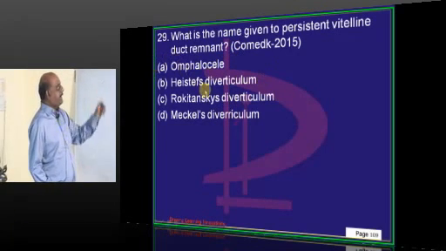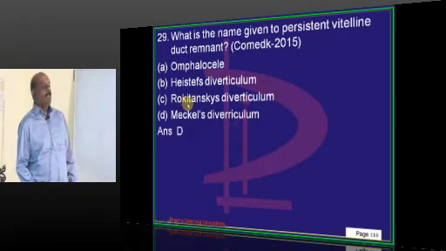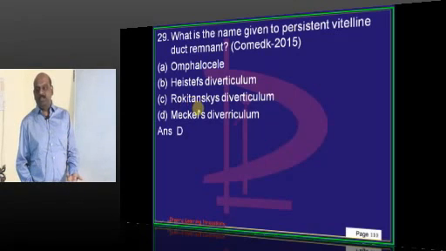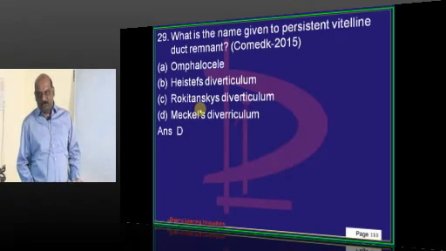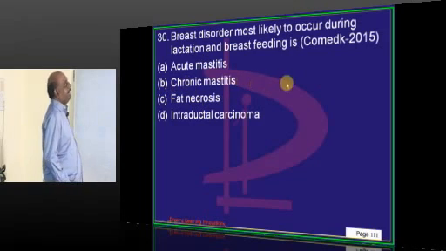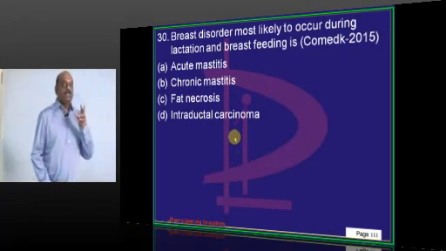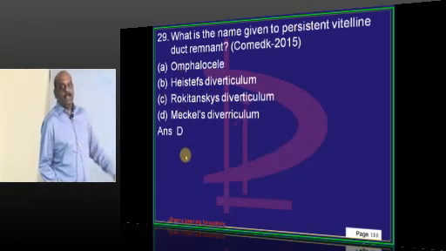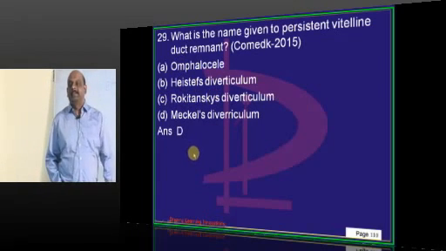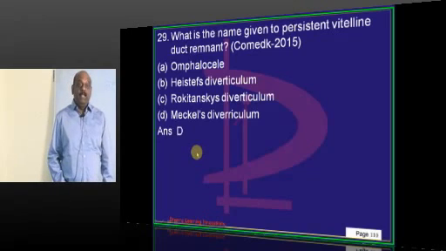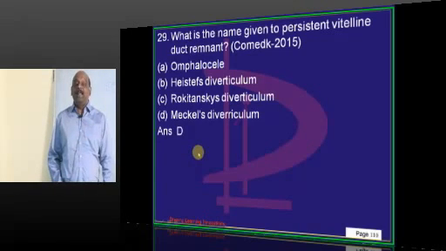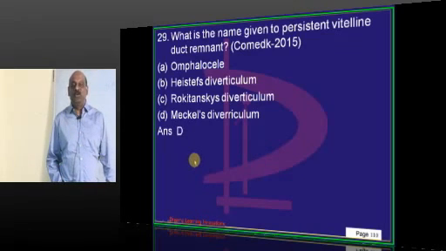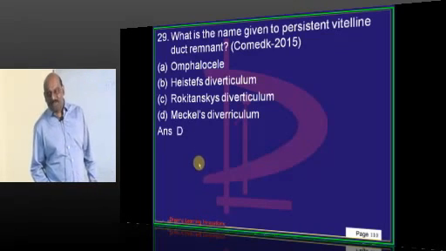Persistent vitelline duct remnant is one question. There should be something on Meckel's diverticulum, right? Yes. So the general rule, doctor: if the high yielding topic is among the options, no other will be the answer. If two high yielding topics are among the options, since they are both high yielding anyway, you know how to eliminate. But that is a rare situation.